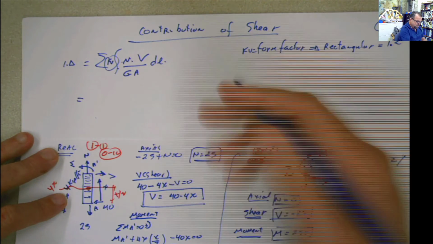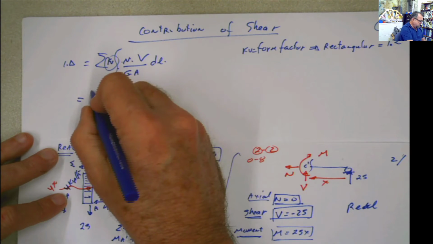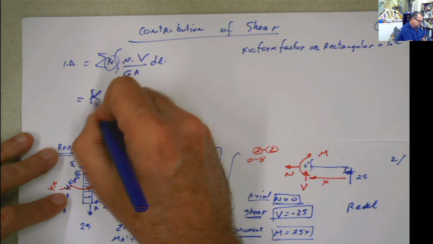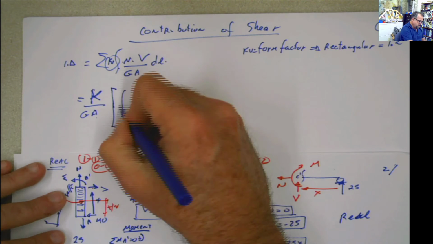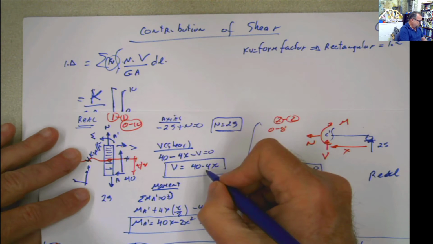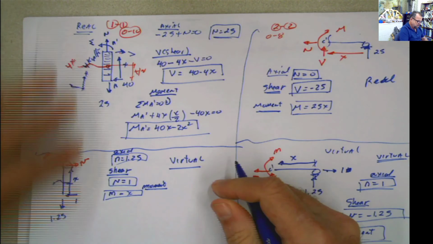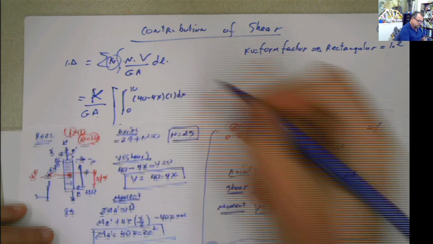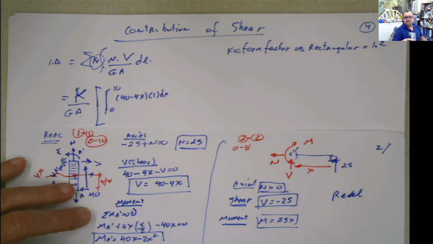K is constant because everything is constant, G is constant, A is constant. So I'm going to put it here outside the integral: K, G, A, and everything is going to be multiplied by the integral of the first part from 0 to 10. What is the shear? 40 minus 4x. This is the real. What about here? Virtual. 1. I like that. No multiplication of x's. You know, when you have several x's, life is complicated, I was being told.